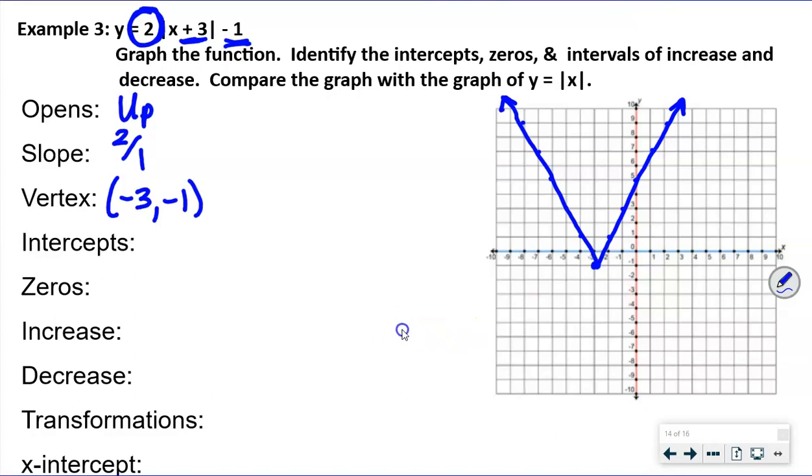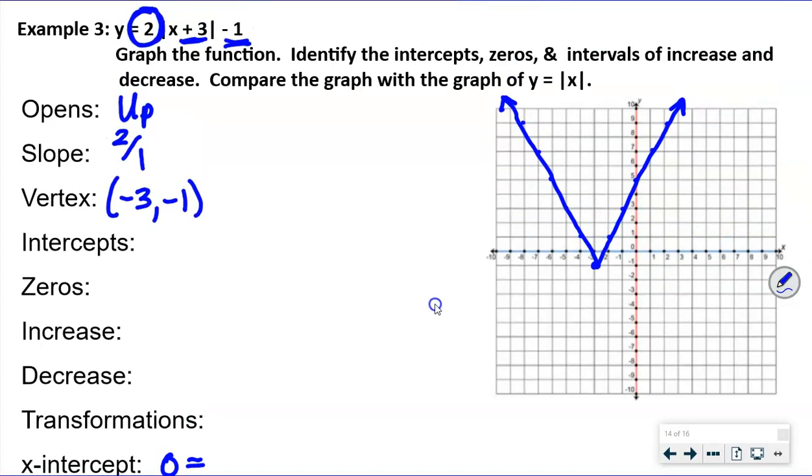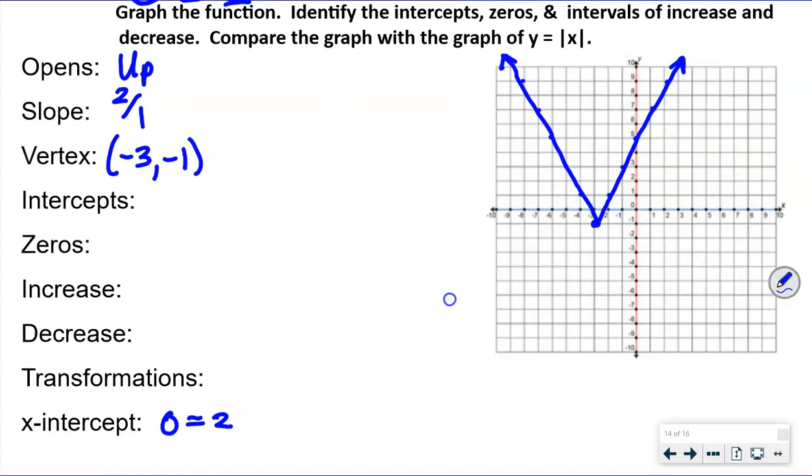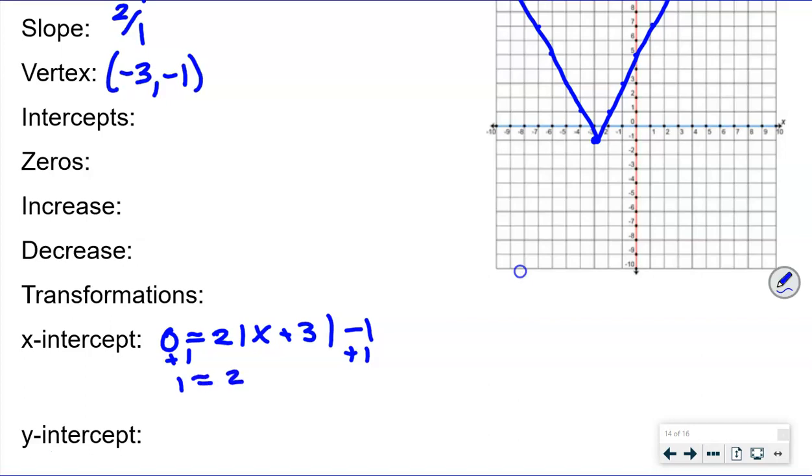So once again, we're going to go down here. We're going to solve for our x-intercept by saying 0 equals, and we're going to set it equal to that equation up there, 2 absolute value of x plus 3 minus 1, okay? So we're going to add 1 to both sides. So that's going to give us 1 equals 2 absolute value of x plus 3. Then we're going to divide both sides by that 2. So that's going to give us 1/2 equals the absolute value of x plus 3.